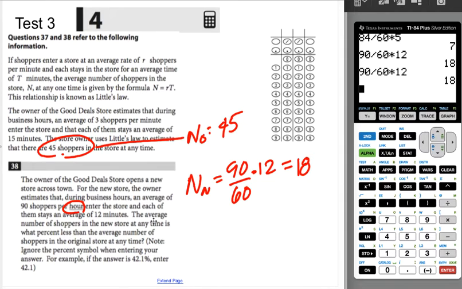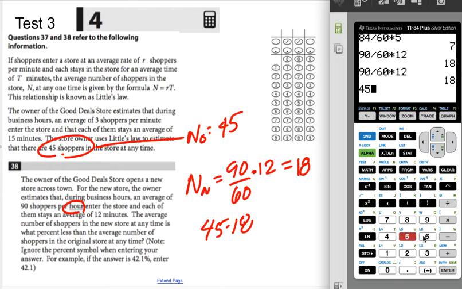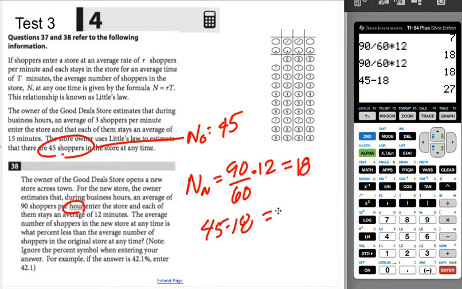And then they want to know what % this is less than the original store. So what percentage less than the original. What that means is you need the difference, so you need the 45 minus the 18, which again, you can totally use a calculator for. You can also write it on your own, but there's 27.